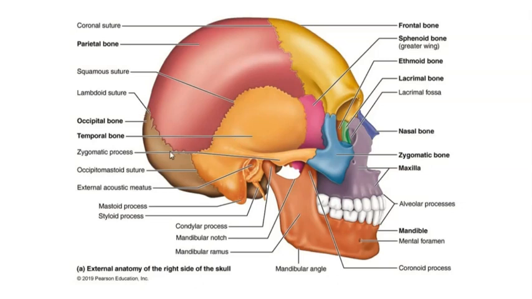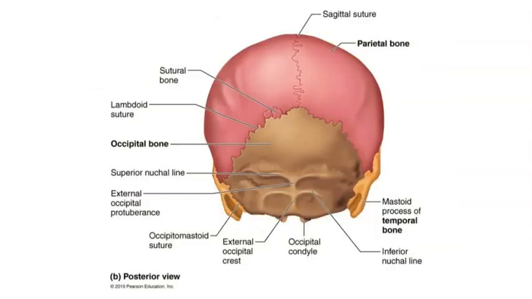And we can see part of the lambdoid suture here. This is the joint between the parietal bones in red and the occipital bone in brown. Finally, to get a better look at the last of our sutures, the sagittal suture, we'd either have to turn the skull around and look at it from behind, or look at the top of the skull, because the sagittal suture is found between the two parietal bones, in the superior top center of the skull.